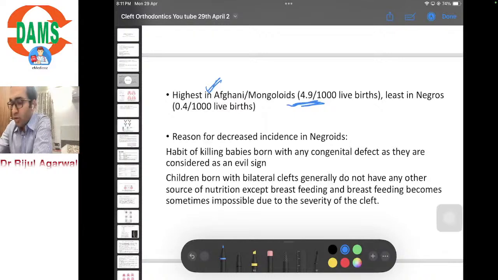Okay, so this was the first part of this topic, the epidemiological data of cleft lip and palate.